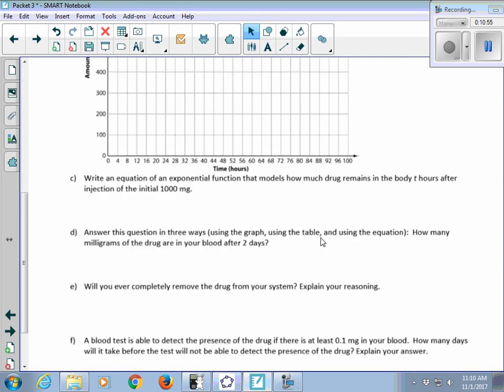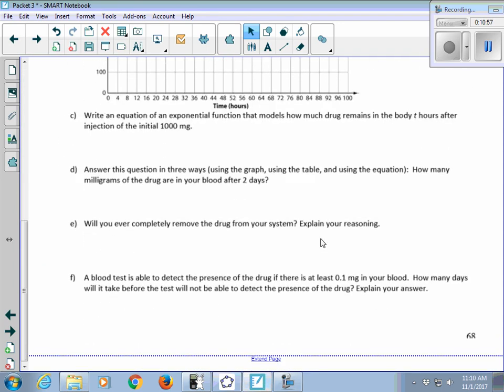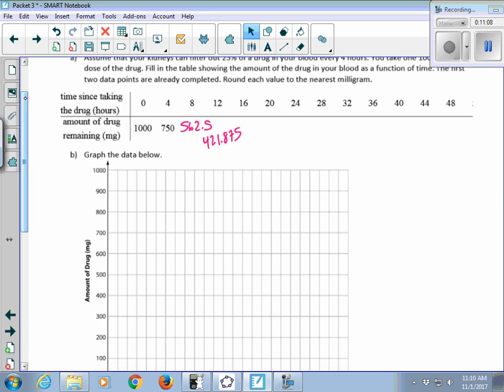So we already graphed the data. Now I want to write an equation of an exponential function that models how much drug remains in the body t hours after the injection. So this is a little tricky because the 0.75 happens every 4 hours. So you can only multiply by 0.75 if a full 4 hours has passed. So we need to take the time that has passed, say 24 hours, and say, all right, how many sets of 4 hours is that? Well, you do 24 divided by 4 and you get 6. And you say, okay, that means that 6 times I have reduced the amount of drug by 25%.